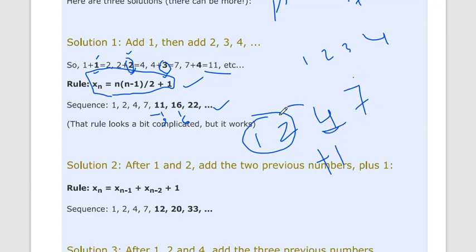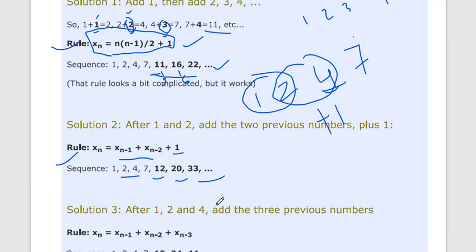For the fourth term we have to add the previous two terms plus 1. So this is a Fibonacci series but add plus 1. Also this is true here. You can see that the sequence will change after the fifth term. So both rules are true and both sequences are true. This sequence is also a solution, the third solution.